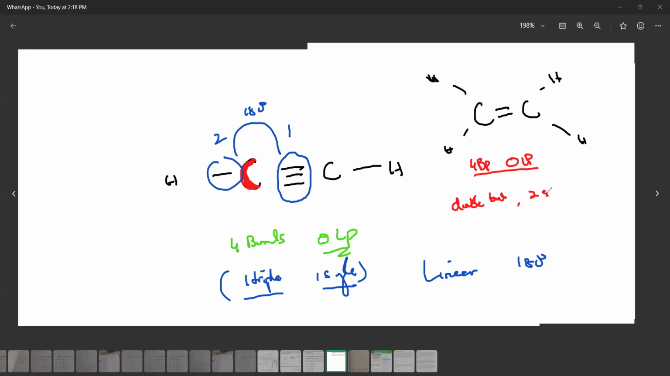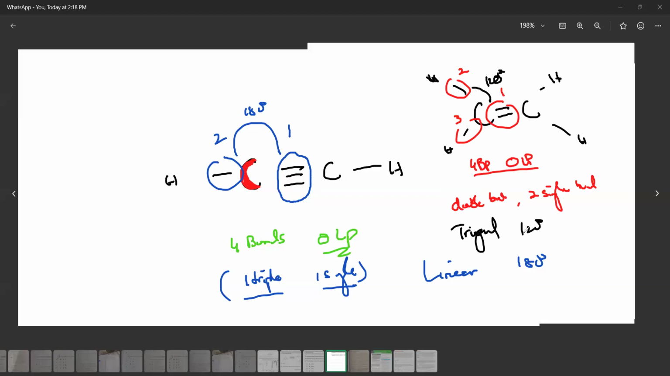And there are 2 single bonds. So how many total are there? 1, 2, and 3. So whenever there is no lone pair and 3 bond pairs, what will be the structure? It will be trigonal with a bond angle. What is the bond angle of the trigonal? It is 120 degrees. So this will be 120.